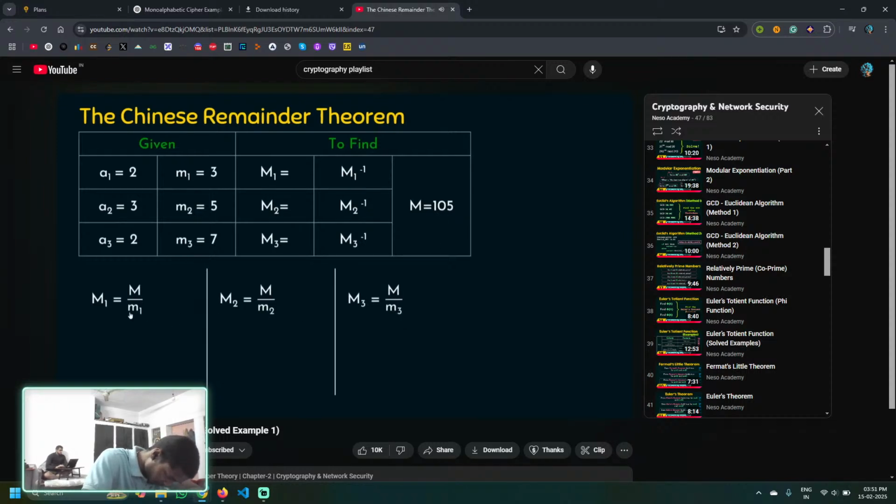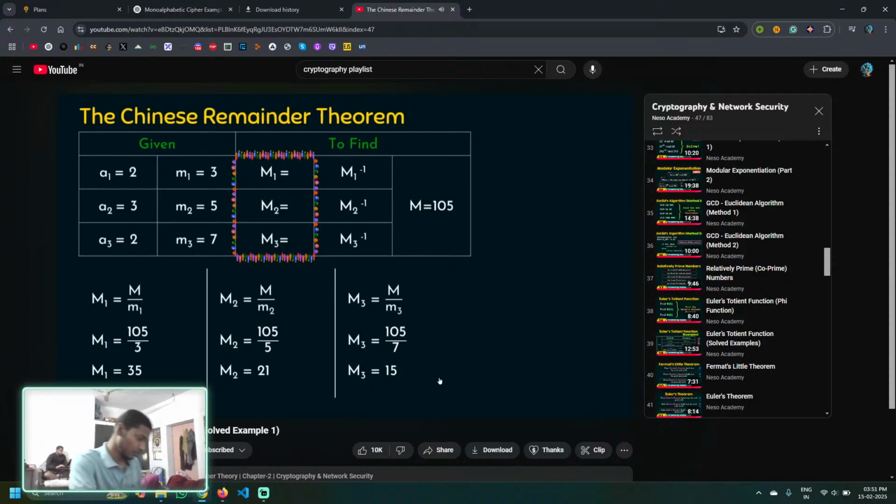We know the values of capital M and all small m values, right? We will just substitute it here. So when we simplify this, we get capital M1 as 35 and capital M2 as 21. Why 21? Because capital M is 105 and small m2 is 5. And capital M3 is 105 upon 7. Why 7? Because small m3 is 7. So capital M3 is equal to 15. Now we have found the values of capital M1, capital M2 and capital M3, which are 35, 21 and 15 respectively.